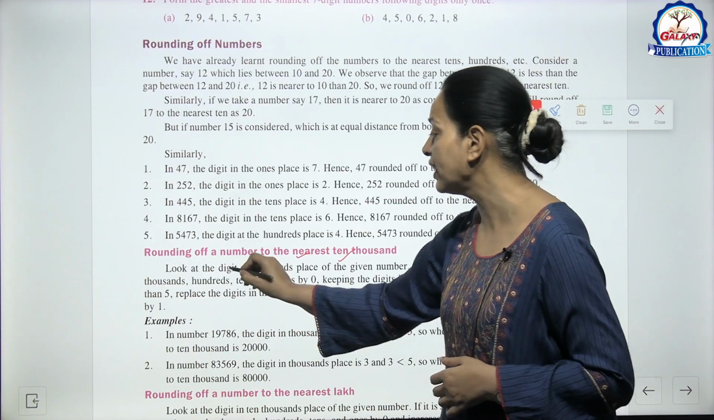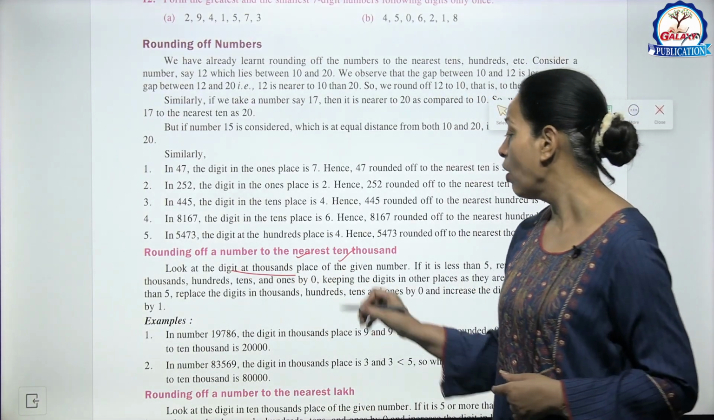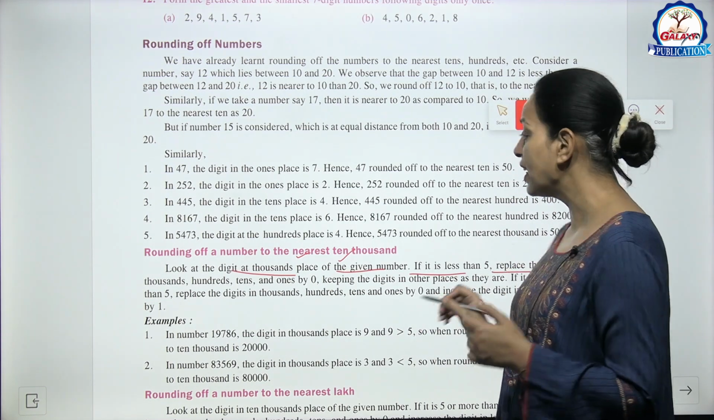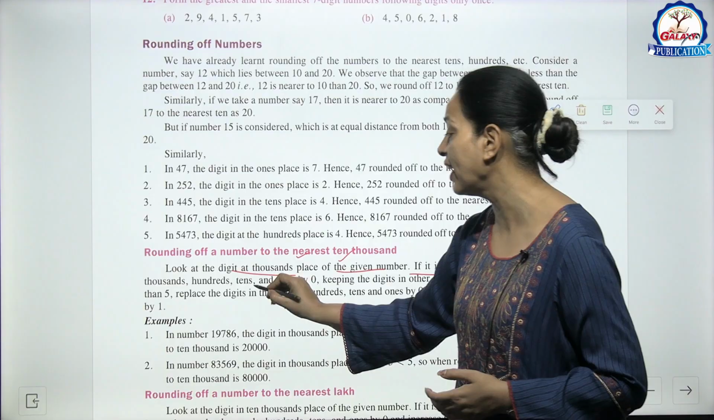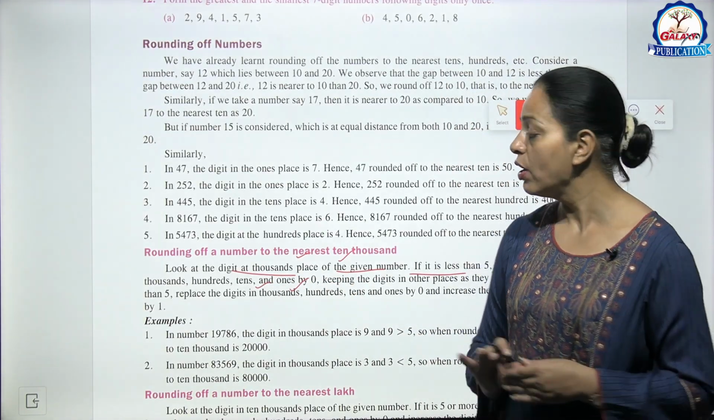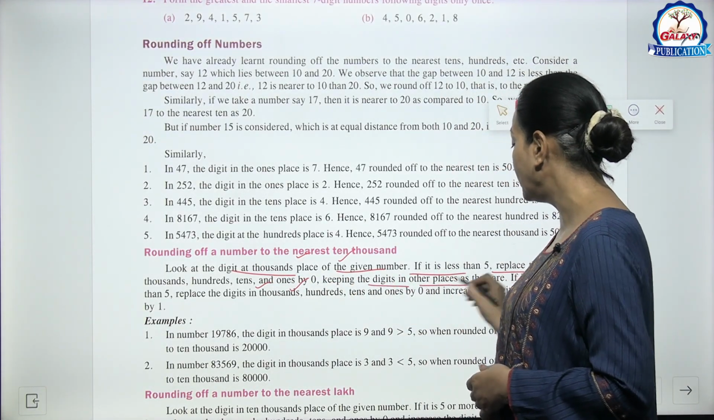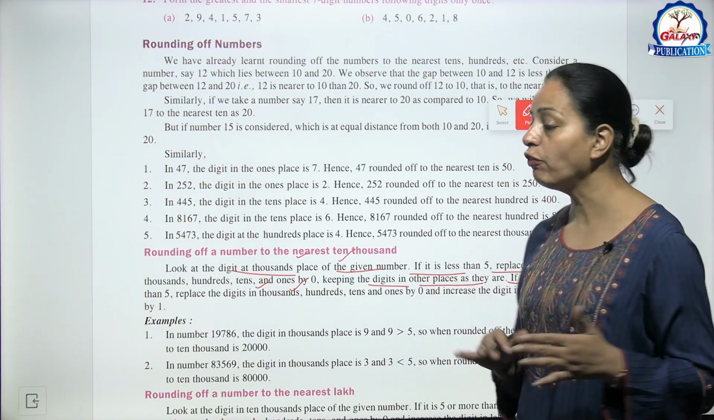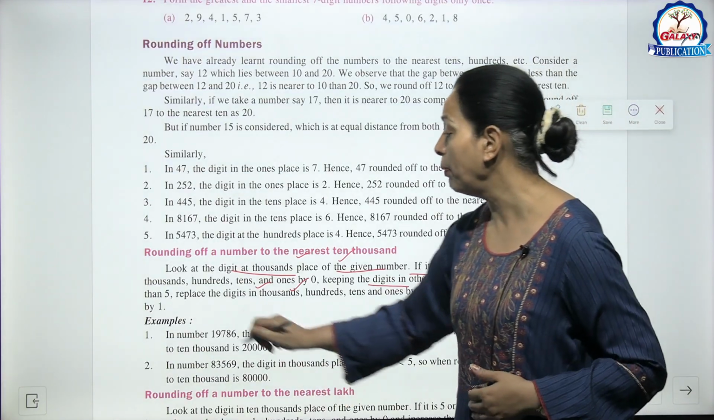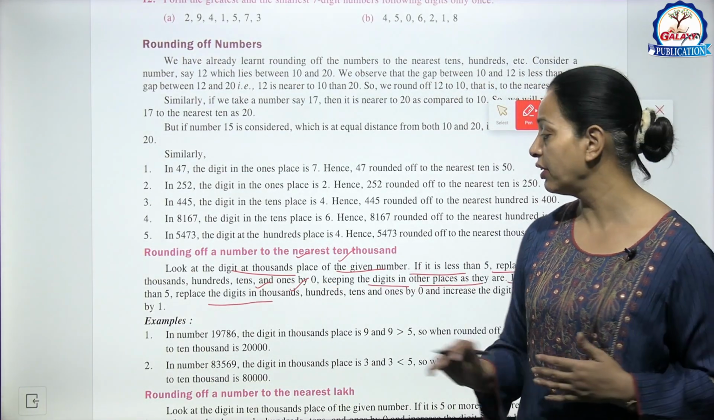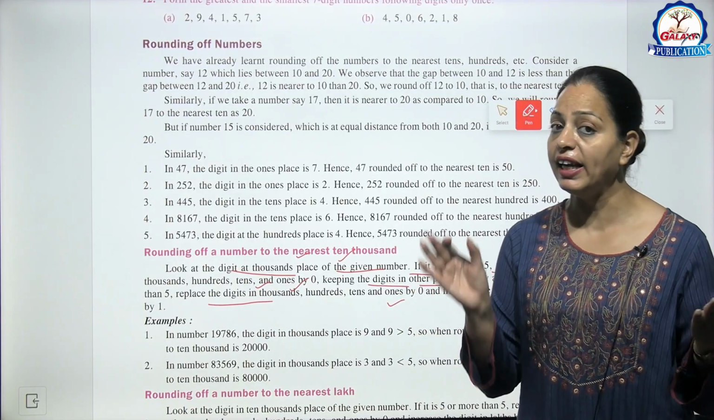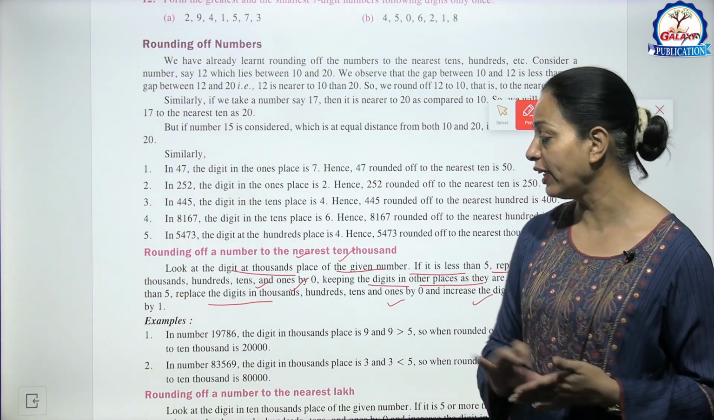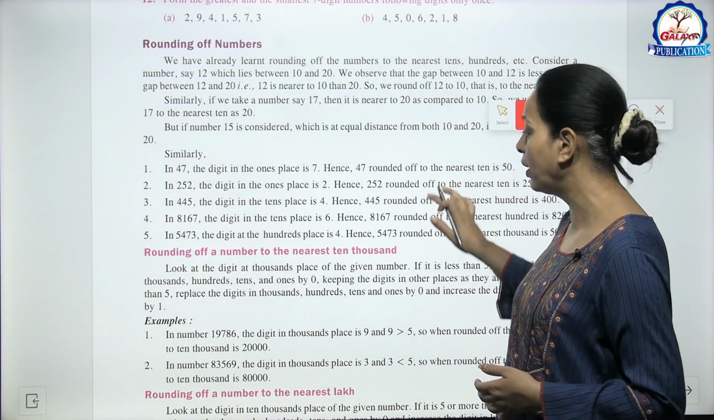Okay, so now rounding of a number to the nearest 10,000. So look at the digit at thousands place of the given number. If it is less than 5, then replace the digits in thousands, hundreds, tens and ones by 0, keeping the digits in other places as they are. Okay, and if it is 5 or more than 5, then replace the digits in thousands, hundreds, tens and ones by 0 and increase the 10,000 digit by 1, right? So see some examples, it would be clear to you.